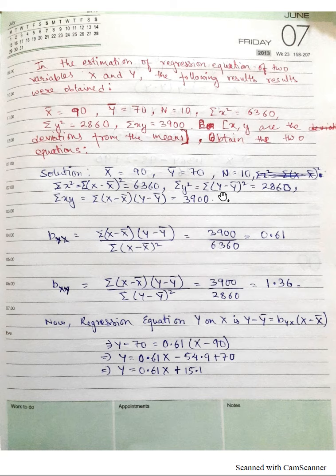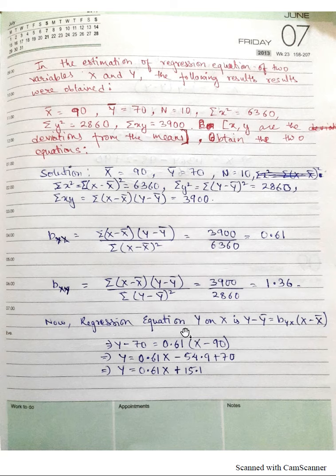So we just put the values in the formula. We use the earlier formula here. Byx is equal to summation x minus x bar into y minus y bar divided by summation x minus x bar whole square is equal to 3900 divided by 6360 is equal to 0.61. And bxy is equal to summation x minus x bar into y minus y bar divided by summation y minus y bar whole square is equal to 3900 divided by 2860 is equal to 1.36.